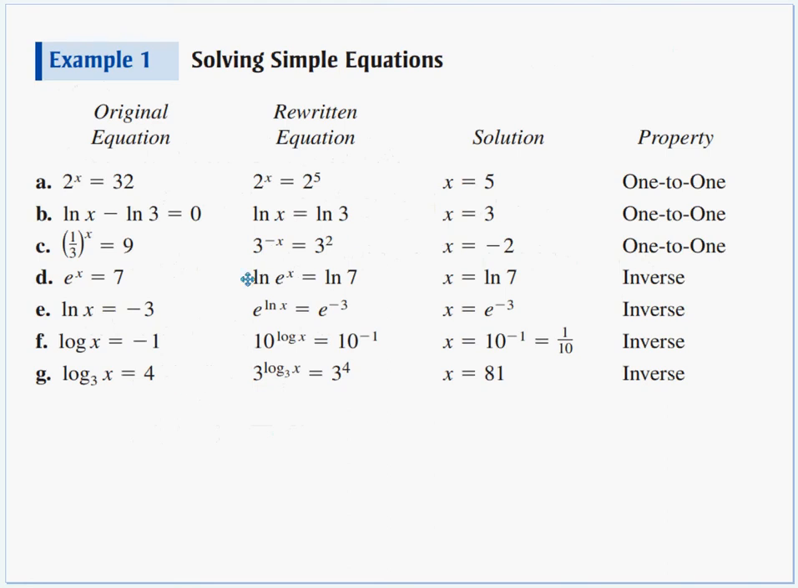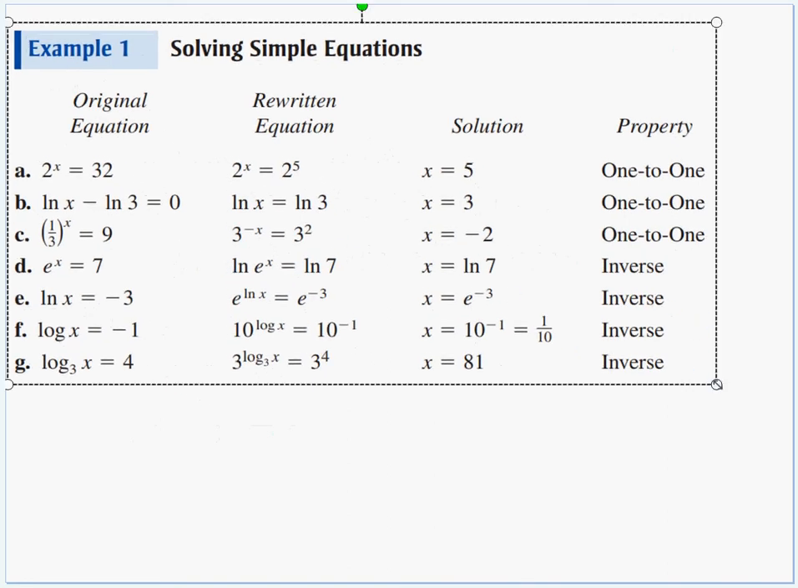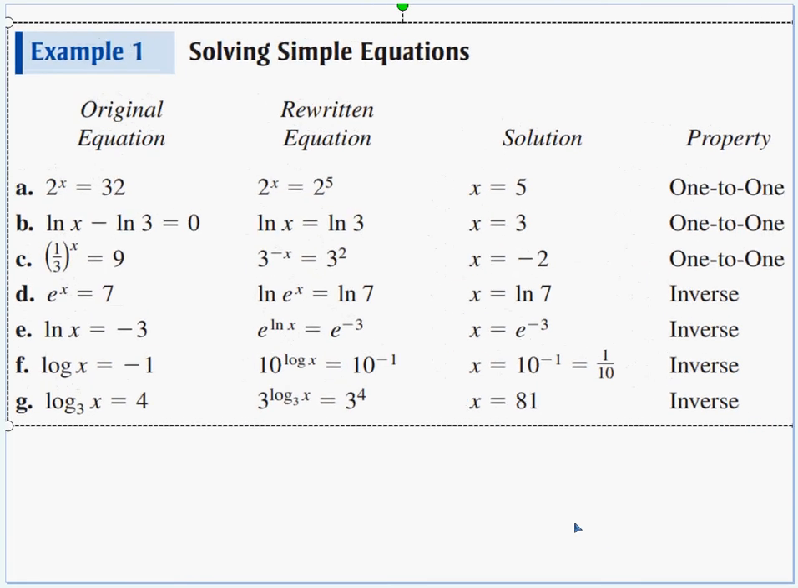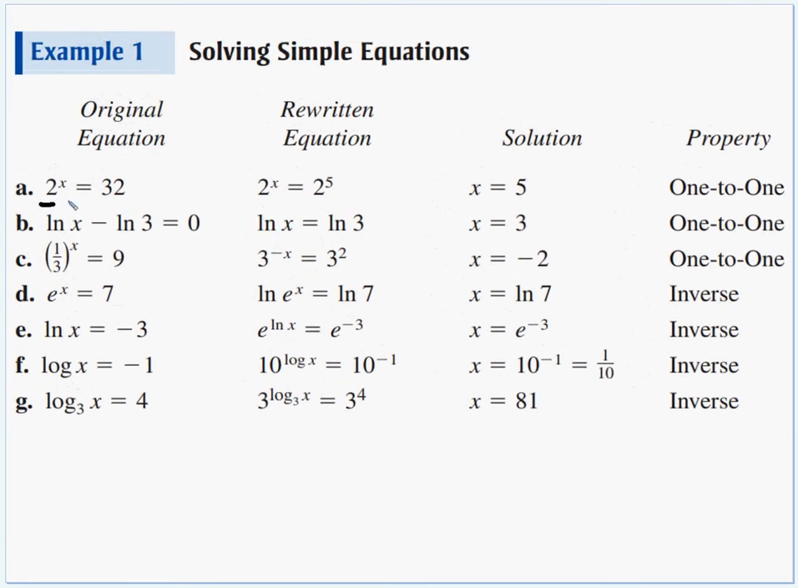In this example one, you don't have to write anything down. It's just sort of like a recap of some of the stuff we've seen and what properties are being utilized. So here, 2 to the x is 32. You rewrite it so the bases are the same. Set the exponents equal. One-to-one property. Here we've got the log of this is equal to the log of that. So we can set the x equal to 3. One-to-one property. Here we can flip the fraction, make the exponent go negative. So that would be 3 to the negative x. Rewrite the 9 as 3 squared. X is negative 2, one-to-one property.